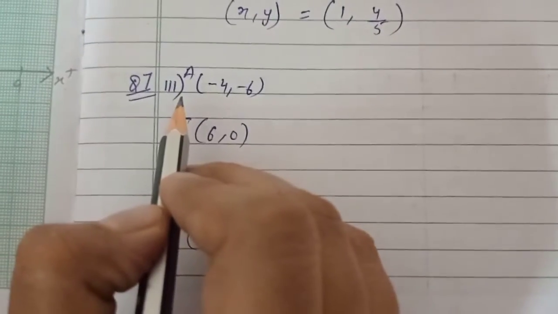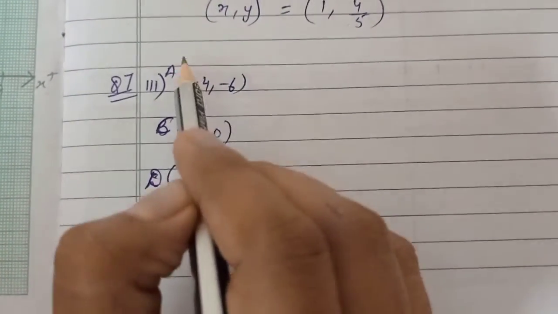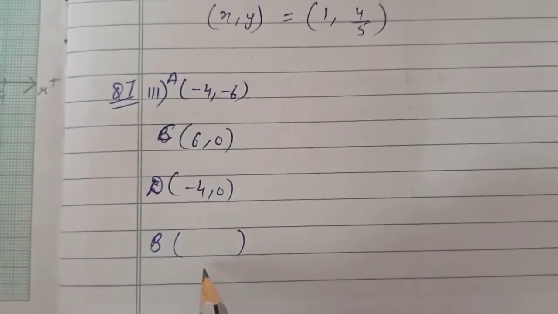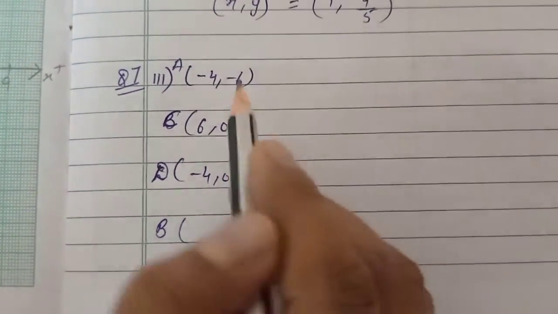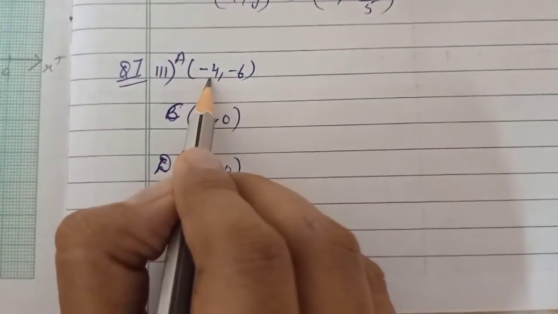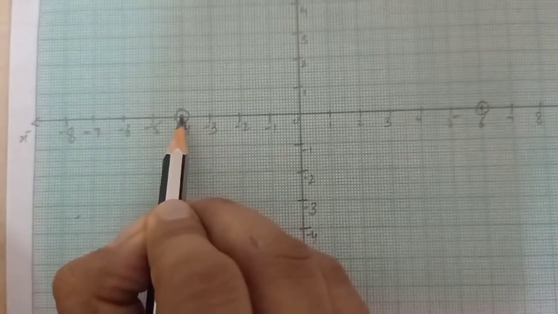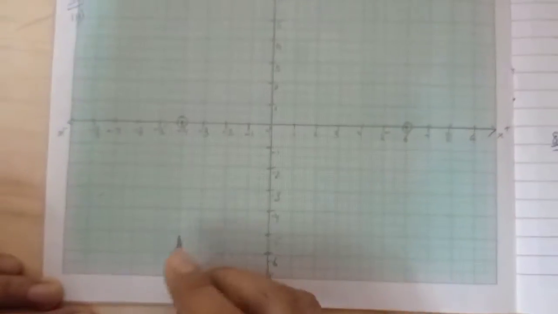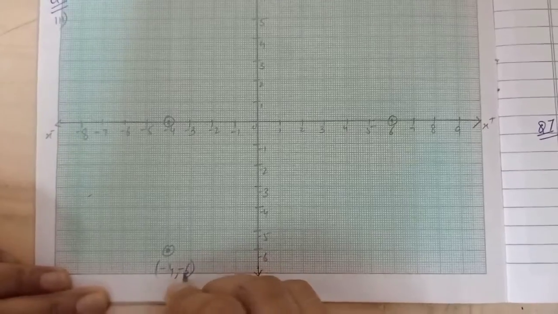Question number 7. In each of the following, the coordinates of 3 vertices of a rectangle are given, children. These are the 3 vertices and you are asked to find the 4th vertex of the rectangle. So for that, let us plot the points. See, point A is minus 4 and minus 6. Look here now on the graph paper. Minus 4 of x, minus 6 of y. That means this point is minus 4 and minus 6.